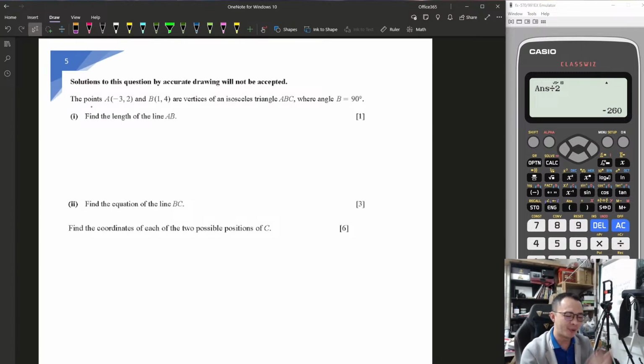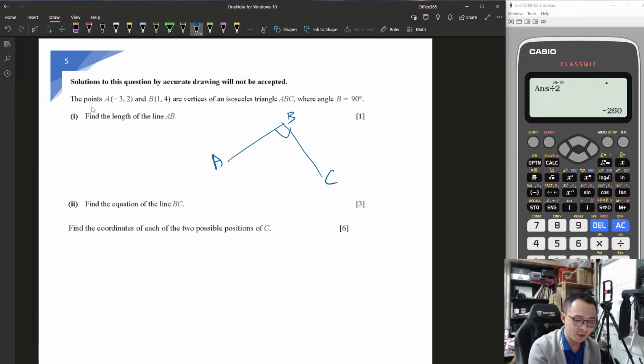We have some point A, point B is the vertex of the isosceles triangle, and angle B is 90 degrees. So here, this is B, this is A, and this is C. Over here, isosceles, then these two must be the same length. And then it asks us to find the length of AB. It gives us 1 mark for the length of AB.